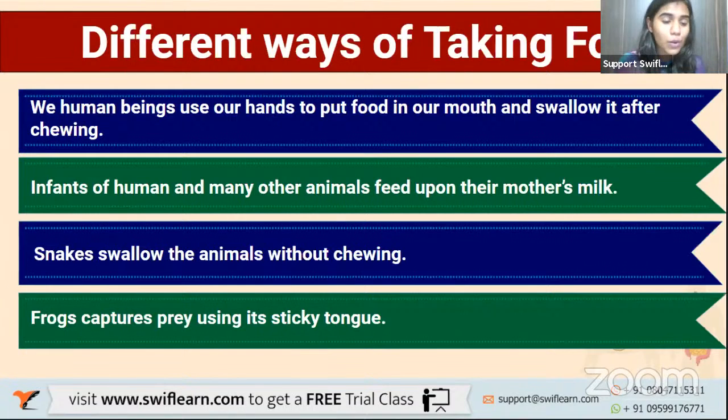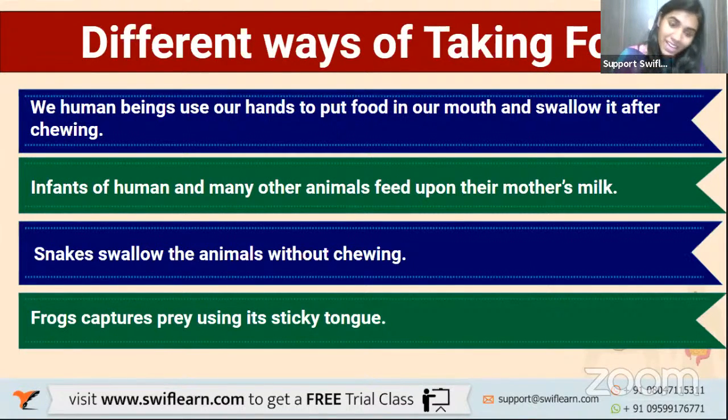Now, frogs, what do frogs do? They capture their prey through their sticky tongue. You must have all seen, right? Frogs have a long, sticky tongue. The tongue comes out, catches the prey, and goes back. So these are different methods. Different animals have different methods for ingestion or intake of food.